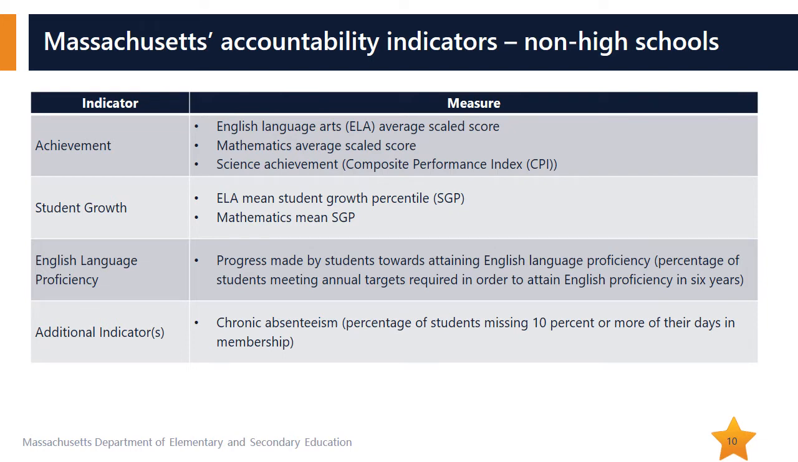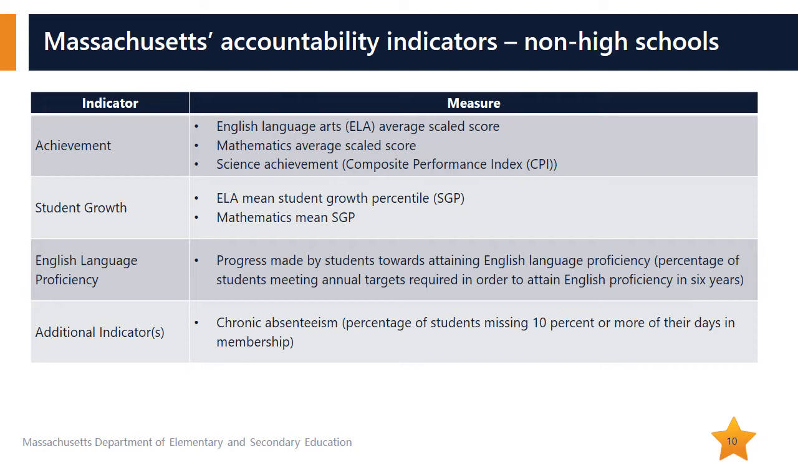Student growth in ELA and math will be included, with one change from previous years. The department will now report mean or average student growth percentiles instead of median SGPs. The mean SGP better reflects the results of all students in the school or group, unlike the median, which is less likely to be influenced by the results of a few very high or very low growing students.